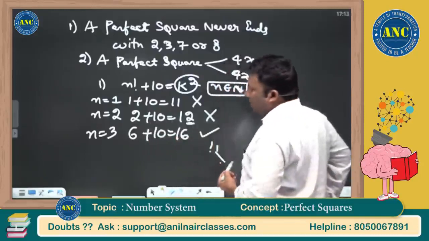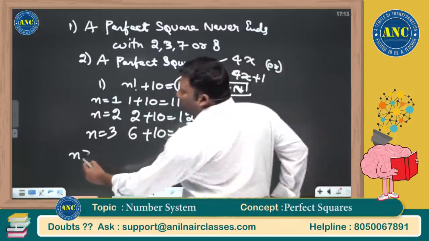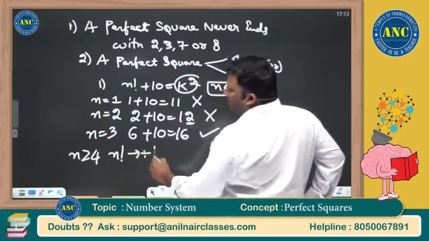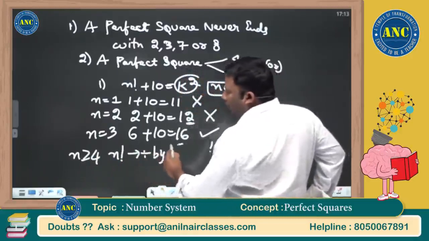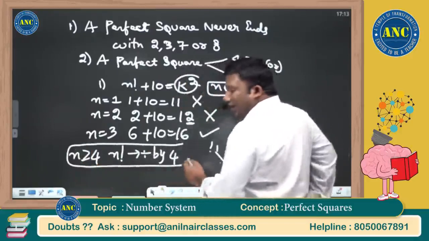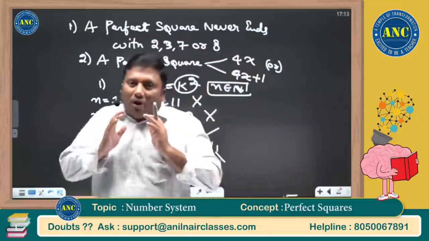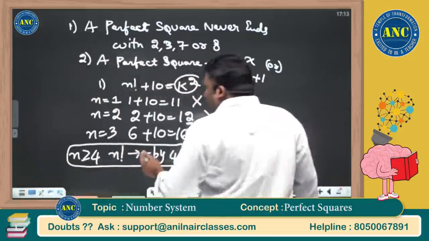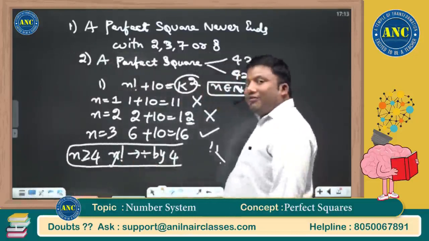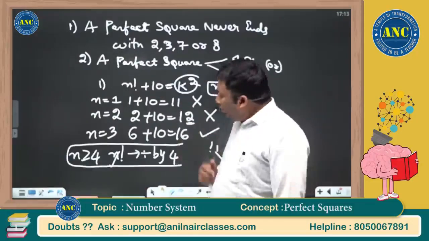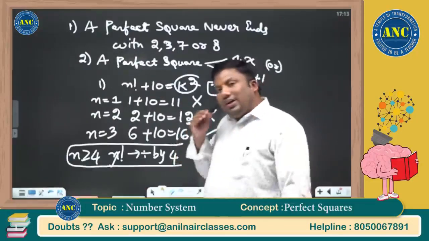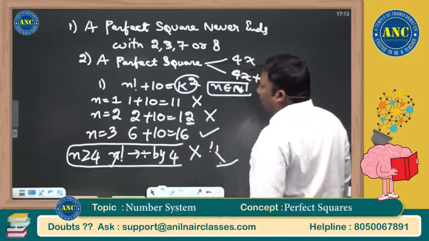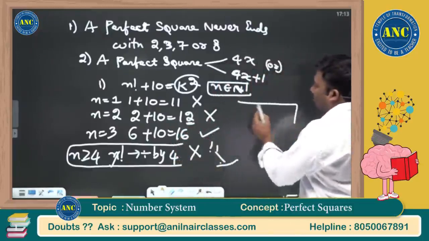4 square is 16. Now see here. n greater than or equivalent to 4 onwards, n factorial is always divisible by 4. 4 factorial, what do you mean by factorial? Factorial is the product of all the natural numbers from 4 to 1: 4 into 3 into 2 into 1. It is divisible by 4. 5 factorial is 5 into 4 factorial. 6 factorial is 6 into 5 into 4 factorial. From 4 factorial onwards, all the numbers are divisible by 4.